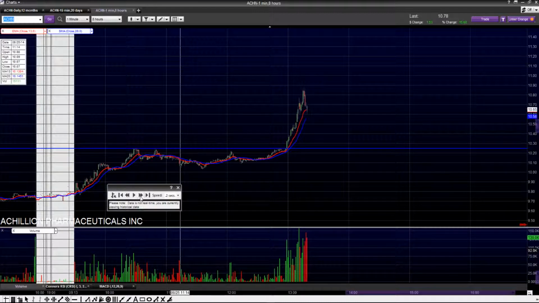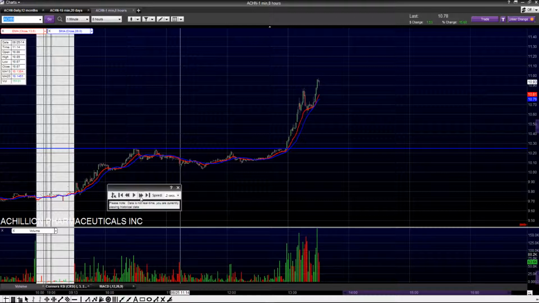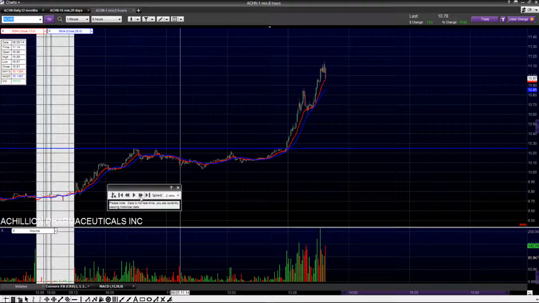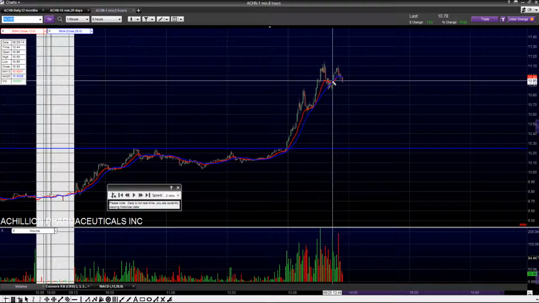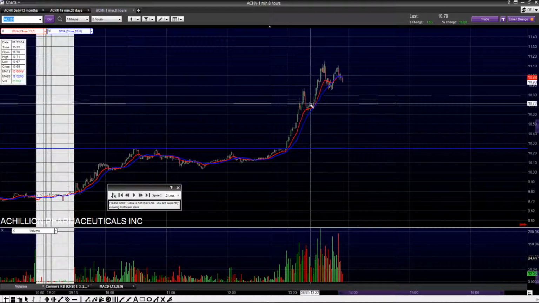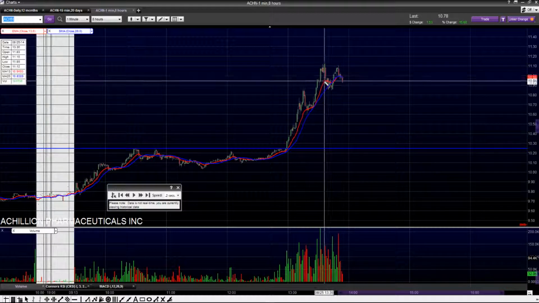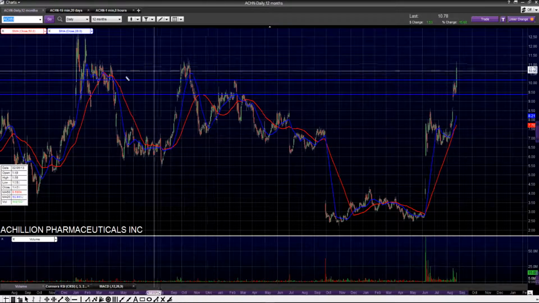But we'll keep fast forwarding, and you'll see it comes down, it tests it, it barely breaks below it, and then it bounces right off of it. And that's exactly what we want to see. And then it does it again before breaking down below it. And as soon as it broke below it, that's when we should have sold for our day trade, right here at about $10.90. So I could have squeezed another 20 cents out of this if I had time for it. So now we're back over on the daily chart.